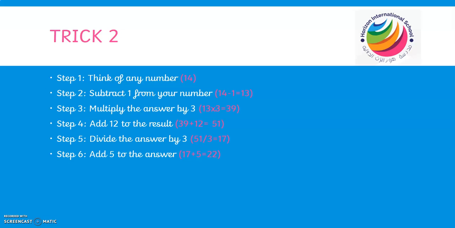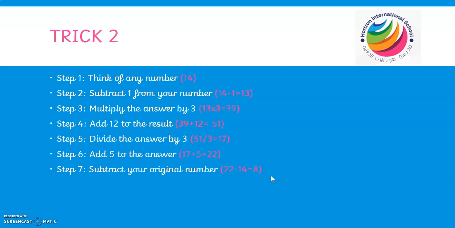Step 6, add 5 to the answer. 17 plus 5 equals 22. Step 7, subtract your original number. Our original number was 14. 22 subtract 14 equals 8.